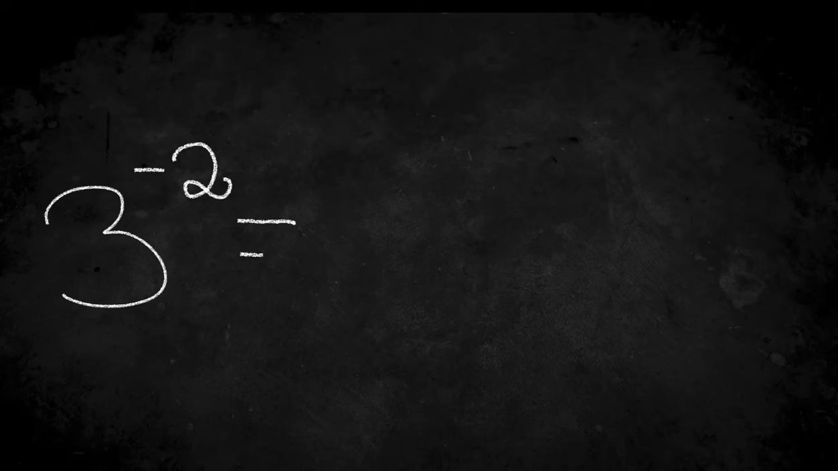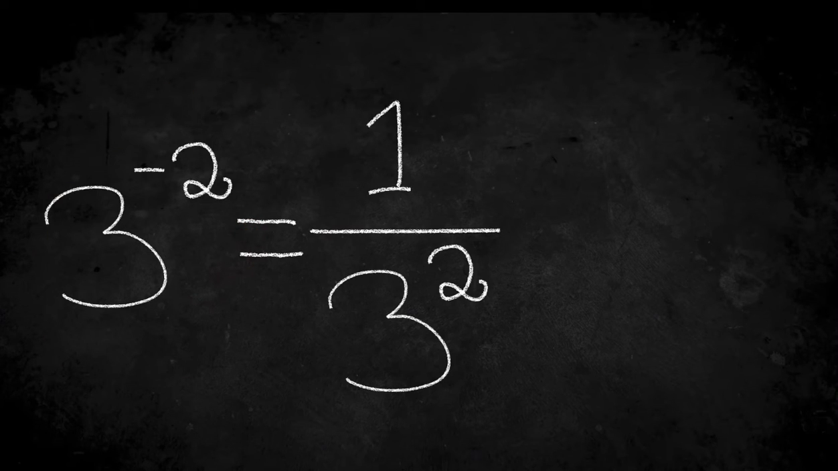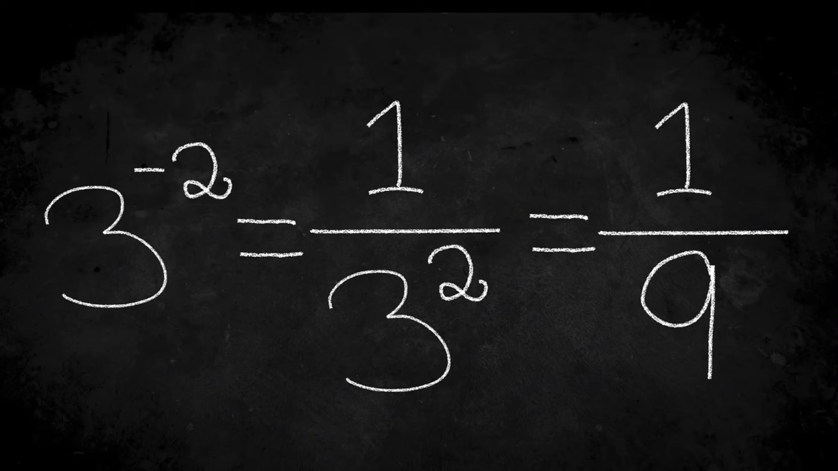Last is if you have a negative exponent, this would become a denominator and the numerator would be 1. And to solve the denominator, it would be the positive version, in this case 2. So it would be 1 over 3 to the power of 2, and 3 to the power of 2 is 3 times 3, which equals 9. So that would be 1 over 9.